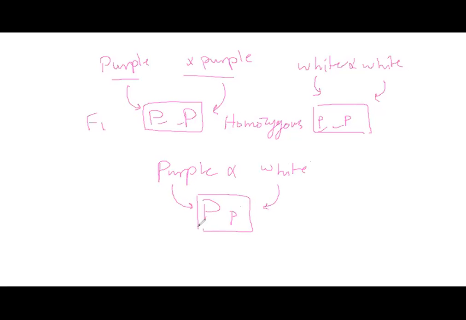One is purple while the other one is white. In this case we have two different alleles combined together in one individual, one offspring, so we describe the genetic structure of this individual as heterozygous.